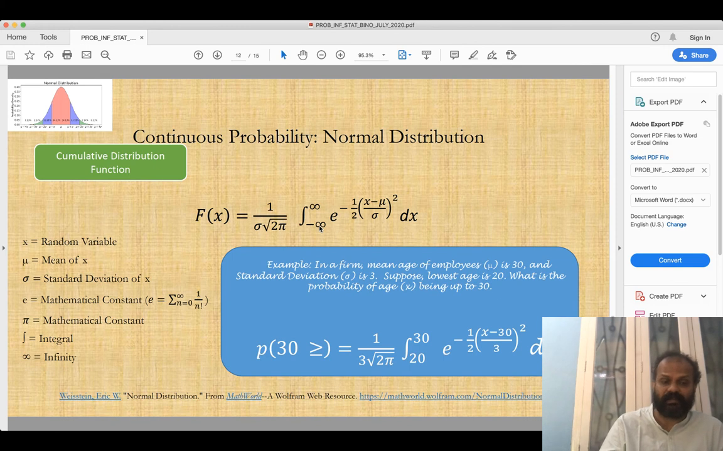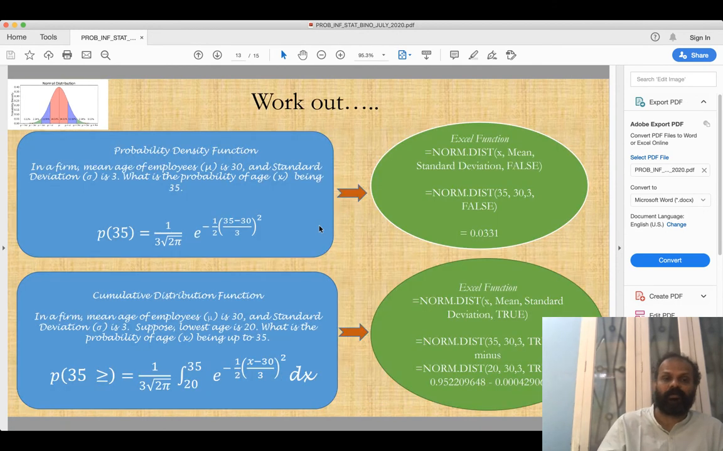So if you see the symbols, a few new symbols we have brought in. One is integral, another is infinity. Let's have some workout. We can find out some answers to certain questions.